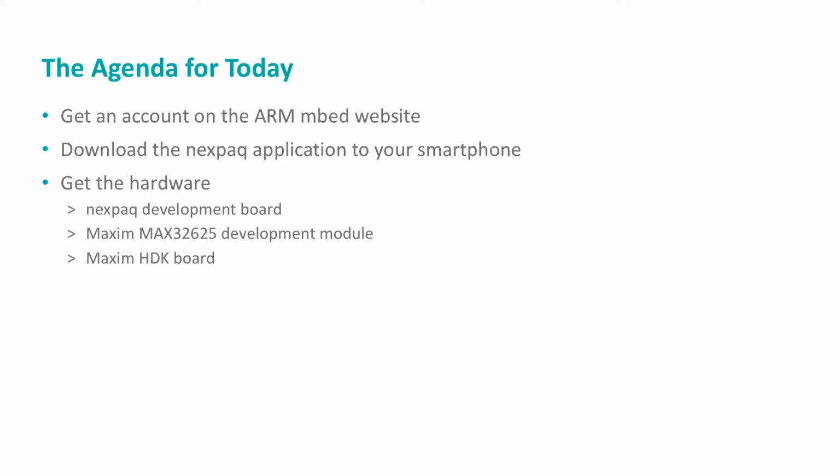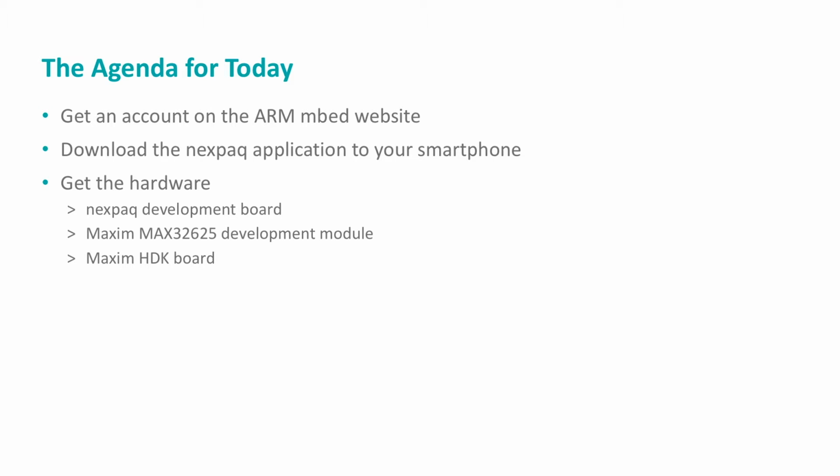Next, you'll need the hardware. That means getting 3 devices: a nexpaq development board, a Maxim MAX32625 development module, and a Maxim HDK board. We'll tell you where you can get these devices and how to use them.